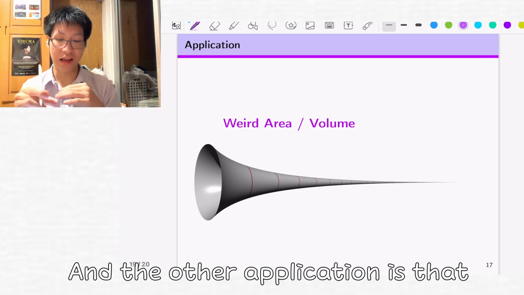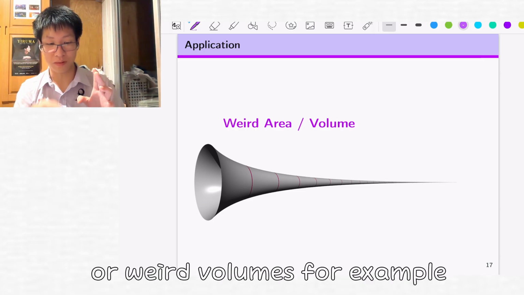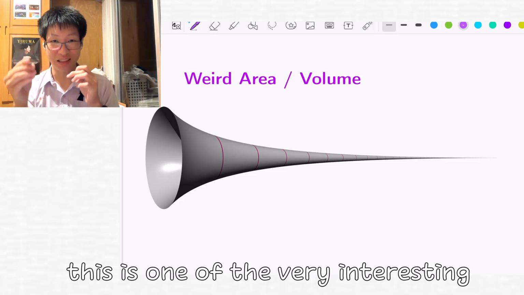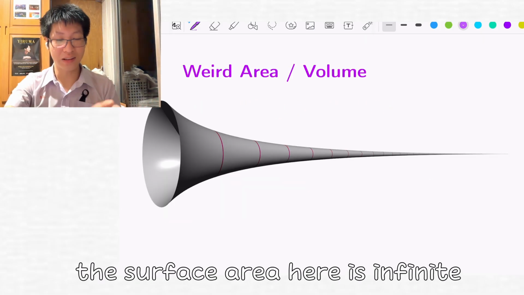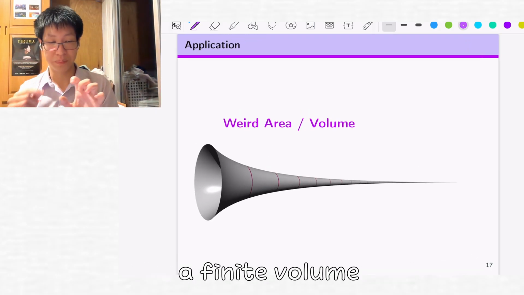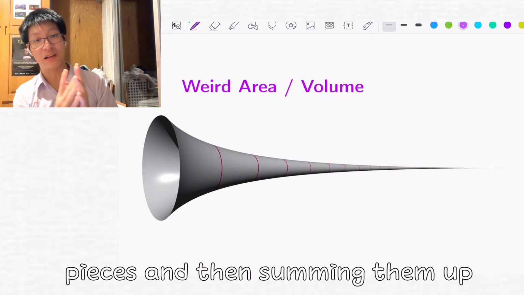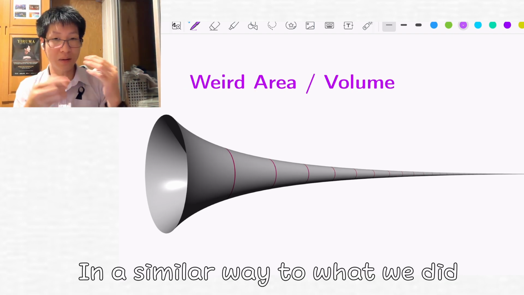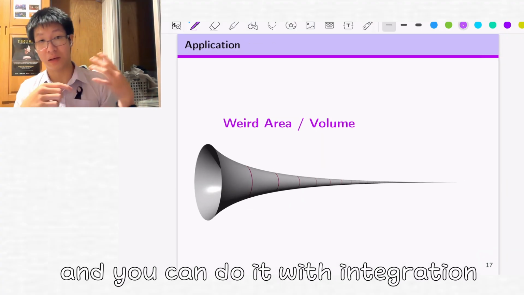And the other application is that you can use it to find areas of weird shapes or weird volumes. For example, this is one of the very interesting shapes. It's called Gabriel's horn, and it's a shape whose surface area is infinite, but it's contained in a finite volume. And you can use the idea of integration, like chopping into small pieces and then summing them up together in a similar way to what we did in the circle, but for other weird shapes, and you can do it with integration.